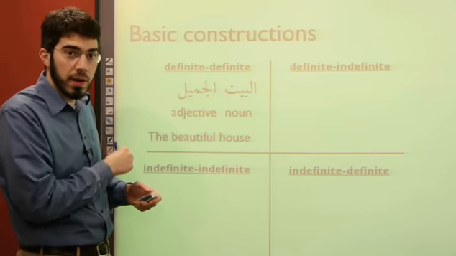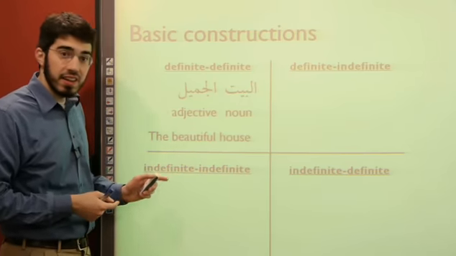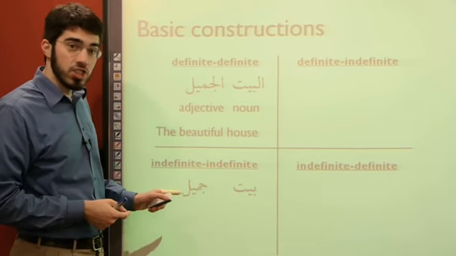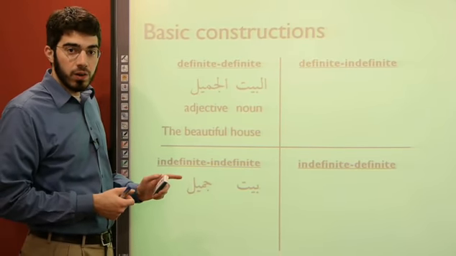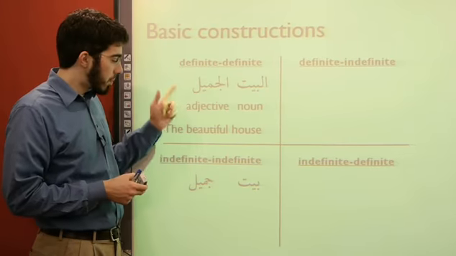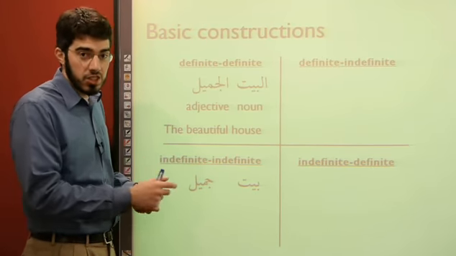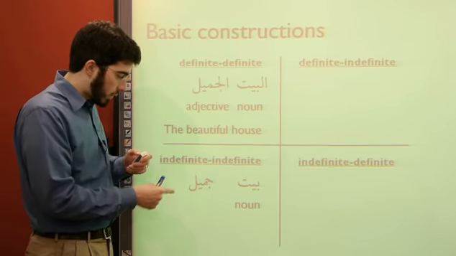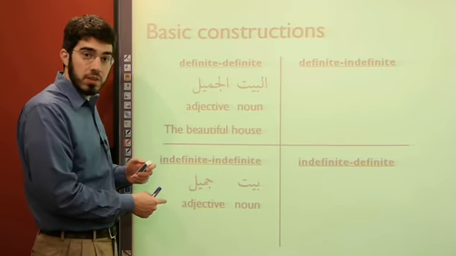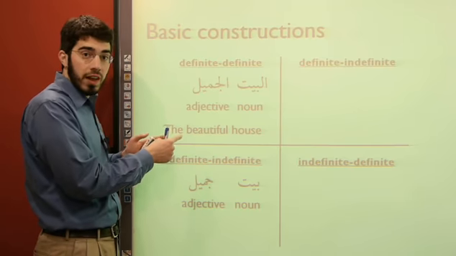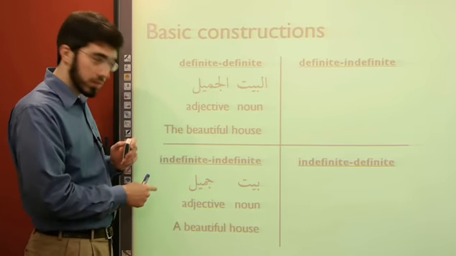All right. Bottom box. Take a look here. Indefinite, indefinite. So we'll have Bayt and Jamil. What should that code for? By the same logic as above, they're both indefinite. They kind of go together. It should also be an adjectival relationship. So the first one's a noun, and the second one is an adjective. What's going to be the translation? Not the beautiful house, but a beautiful house.